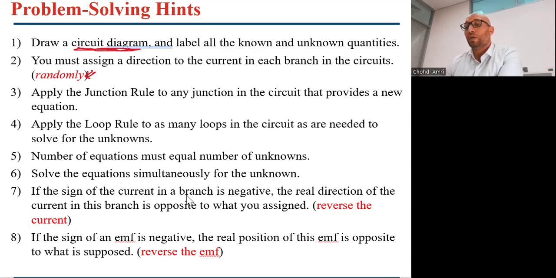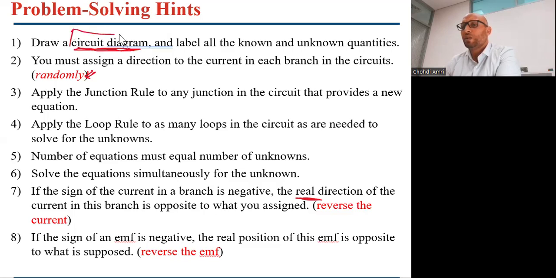If the sign of the current in a branch is negative, the real direction of the current in the branch is opposite to what you assigned, and we have to reverse the direction of the current. If the sign of the electromotive force is negative, the real position of this electromotive force is opposite to what is supposed, and we have to reverse the electromotive force position. Okay, so what are the most important points here?